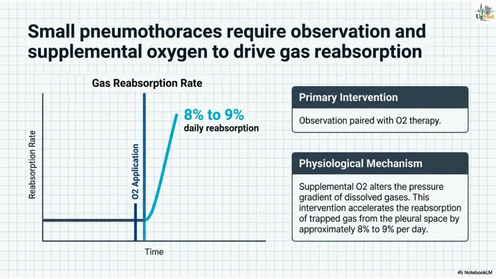For small pneumothoraces, treatment is often conservative. The primary intervention is observation combined with oxygen therapy. Supplemental oxygen lowers the partial pressure of nitrogen in the blood, creating a gradient that promotes gas reabsorption from the pleural space. Under favorable conditions, the trapped air may be reabsorbed at approximately 8 to 9% per day. Therefore, many small, stable pneumothoraces resolve without invasive intervention.